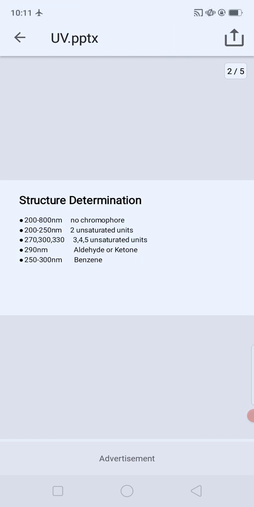Colored compounds almost always consist of a conjugated system of more than 5 unsaturated units. A low intensity absorption around 290 nanometer is usually due to aldehyde or ketone. A medium intensity absorption at about 250 to 300 nanometer often indicates the presence of a benzene ring. So we can say that we can predict the structure, but we cannot determine the exact structure.